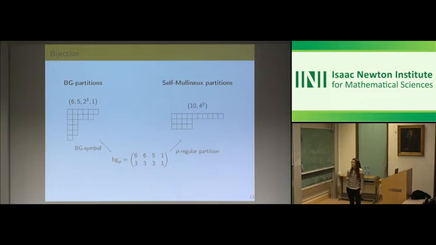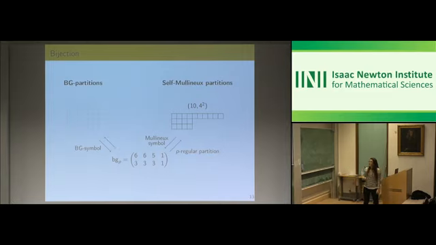And this is the bijection. So we can go the other way around. If I calculate the Mullineux symbol of this irregular partition, I obtain this BG symbol. And here we saw that there was only one way of doing it, and this works also, obviously, because I told you that it's a bijection. This works the other way around too.